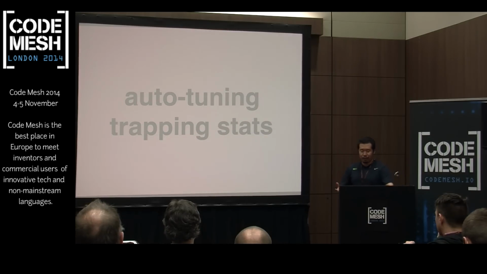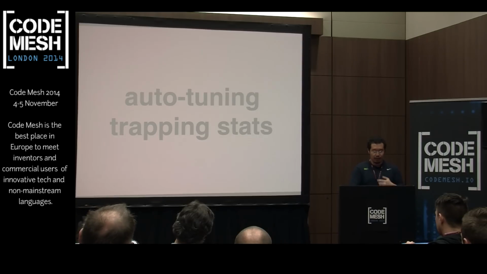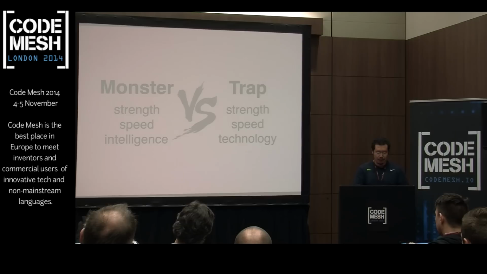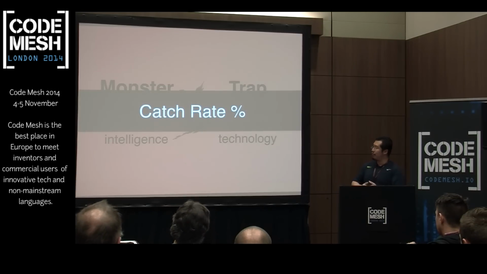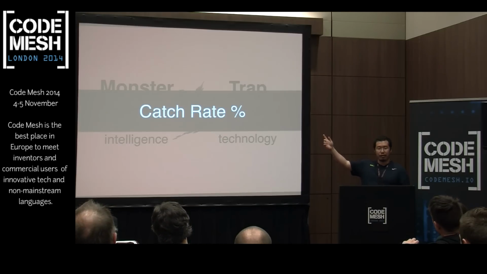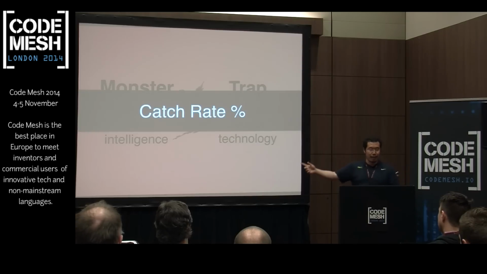Another challenge that we had was working out how to automate the process of tuning the trap and monster stats so that we achieve the catch rate we want. Every monster and every tribe's got matching stats, and by comparing these two sets of stats, we calculate some catch rate percentage between them. And the formula used to work out this catch rate takes into account other factors like tribes have different affinities with different monsters and different types of monsters.